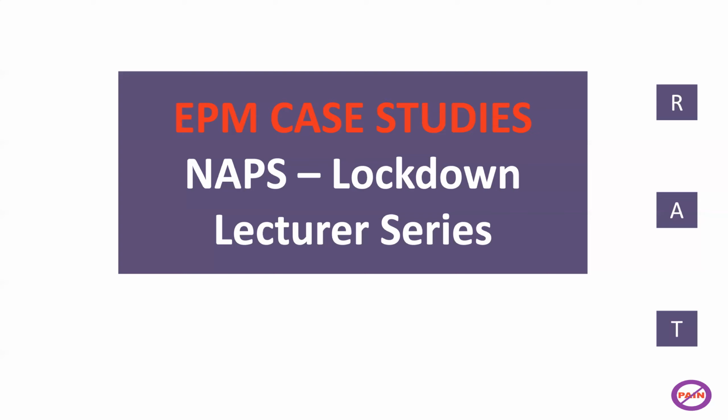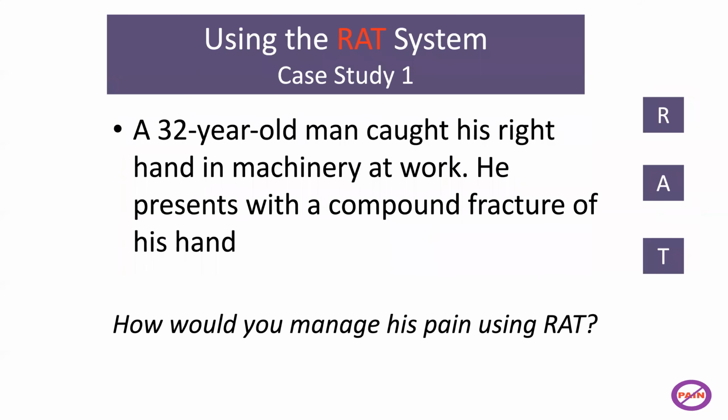We thought we'd have a discussion between the two of us with two case studies, just to really go through how to use the RAT system in more detail. So the first case study: a 32-year-old man caught his right hand in machinery at work. He presents with a compound fracture of his hand. So the question to the group, if you had a group scenario, you'd be saying, how would you manage his pain using RAT?